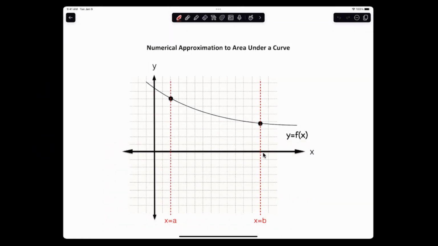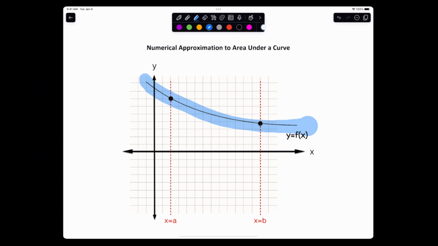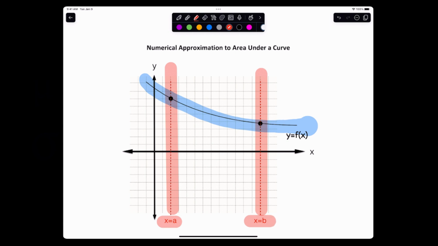All right, numerical approximation to area under a curve. Now, this is a big part of calculus, believe it or not, this idea. And this is a very, very important process that you're going to see through calculus 1, 2, and even 3. This process we'll talk about. This is trying to find the area under a curve. Here's the curve, obviously, I hope. And it's going to be between the lines x is A and x is B.